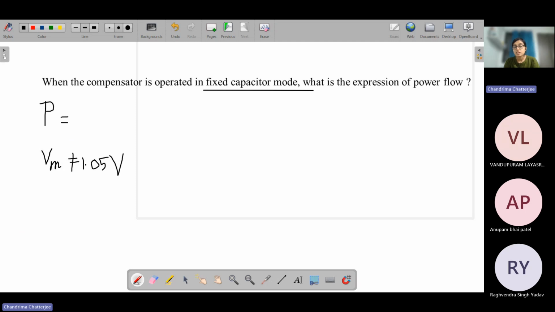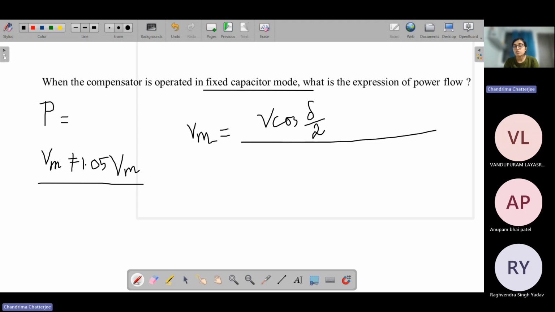You can't take this because now it is telling us that our delta is beyond the range that we found out. Here the VM value will not be this. We will have to find out what the VM value is first. Then only we can find out what the power flow will be. So what is VM? The VM expression will be V cos, that you can find in the lecture. I think sir has given it in the lecture note also. This will be the expression of VM in fixed capacitor mode.